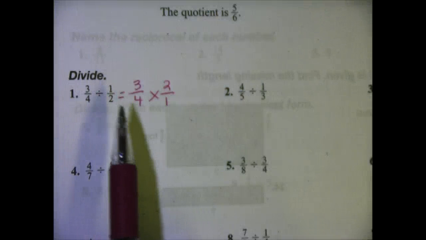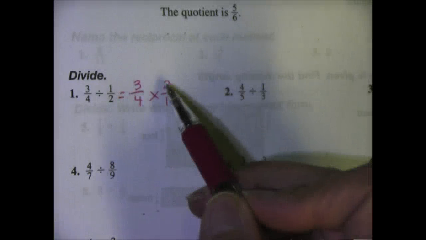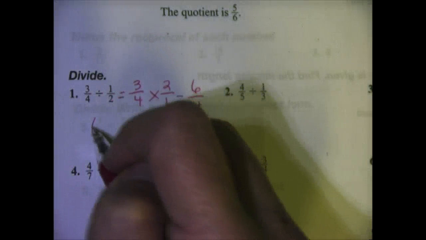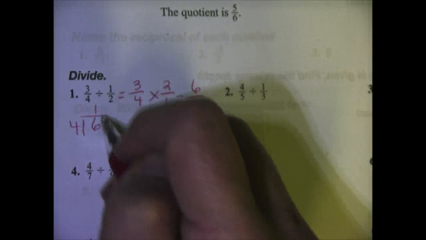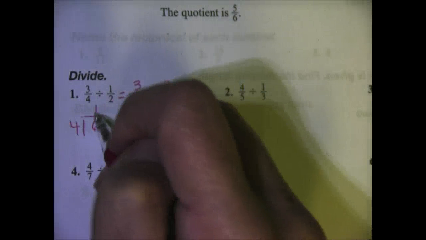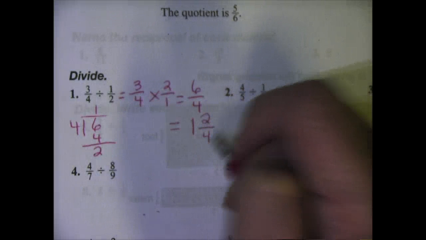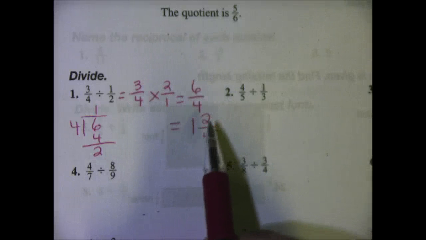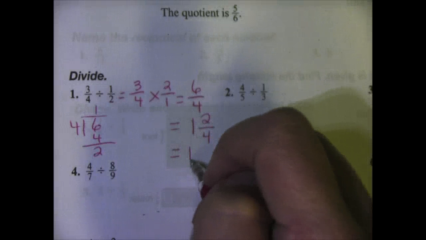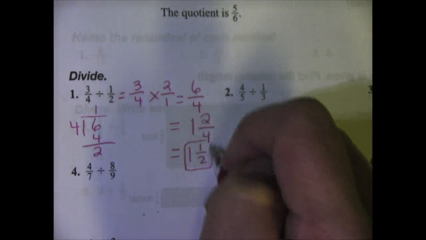Let's take a look at the problems at the bottom. Number 1 says 3/4 divided by 1/2. So we're going to change that to 3/4 times 2/1. When we simplify, we can cross-simplify, or we can go ahead and multiply. 3 times 2 is 6. 4 times 1 is 4. And then you need to divide your 6 by your 4. 4 goes into 6 one time. So there's my whole number. 1 times 4 is 4. 6 minus 4 is 2. There's your numerator, and your denominator stays the same. But I know that 2/4 can be reduced to 1/2. So 1 and 1/2 would be my answer.